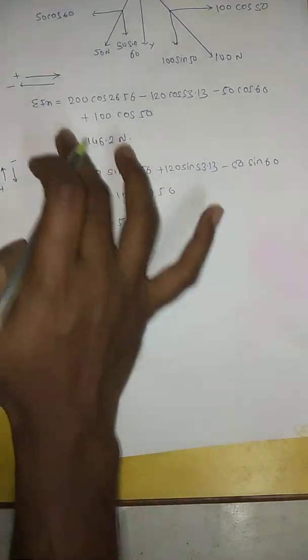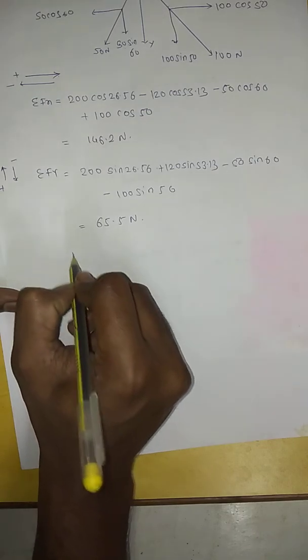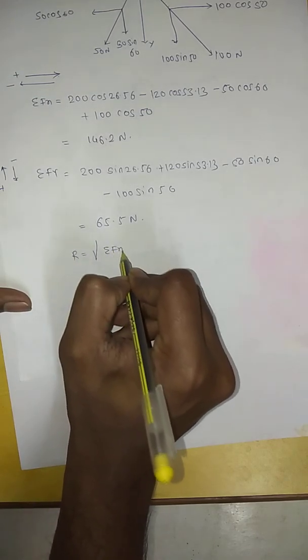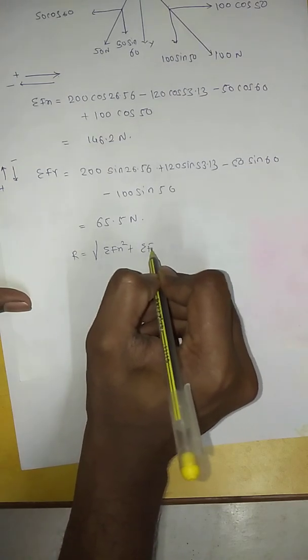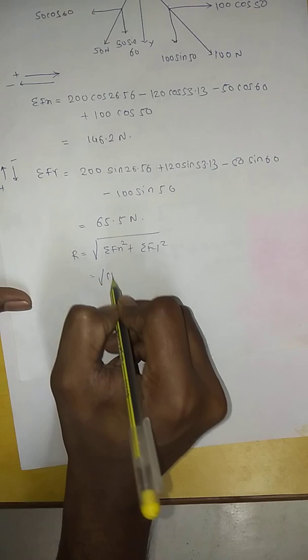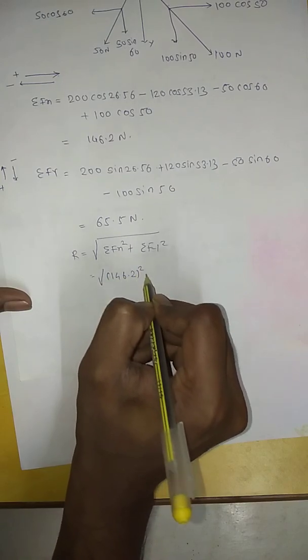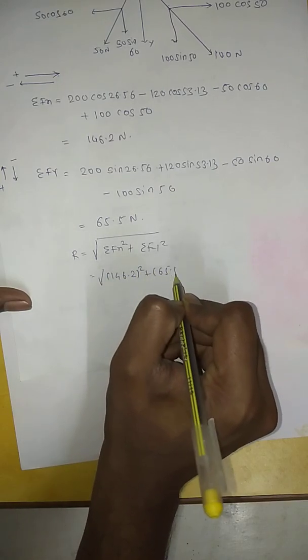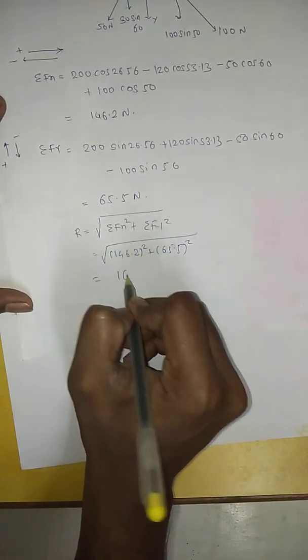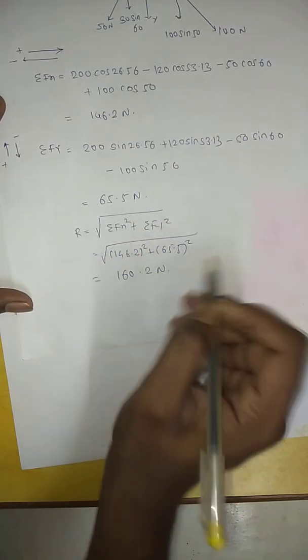Now once you know the summation Fx and summation Fy, resultant is very easy. Under root of summation Fx square plus summation Fy square. Just put the value: 146.2 bracket square plus 65.5 bracket square. So this answer will come out to be 160.2 Newton.